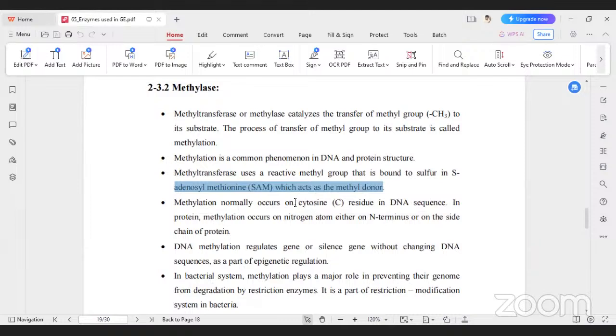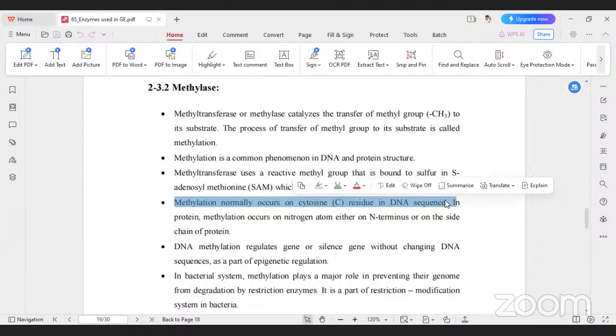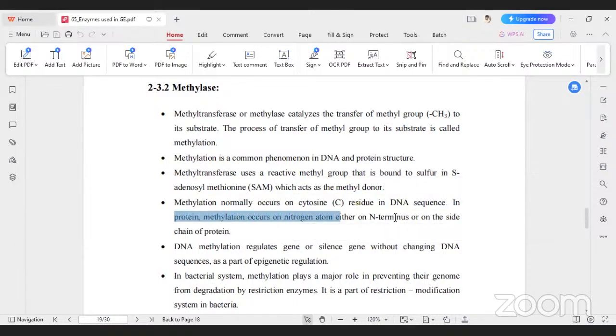Methylation normally occurs at cytosine. This is important. Methylation normally occurs in cytosine residues in the DNA sequence. In protein, methylation occurs at a nitrogen atom, the N terminus inside the protein chain. DNA methylation regulates genes and silences genes without changing the DNA sequence. That is called epigenetic regulation. In bacterial systems, methylation plays a major role in preventing their genome from degradation by restriction enzymes.